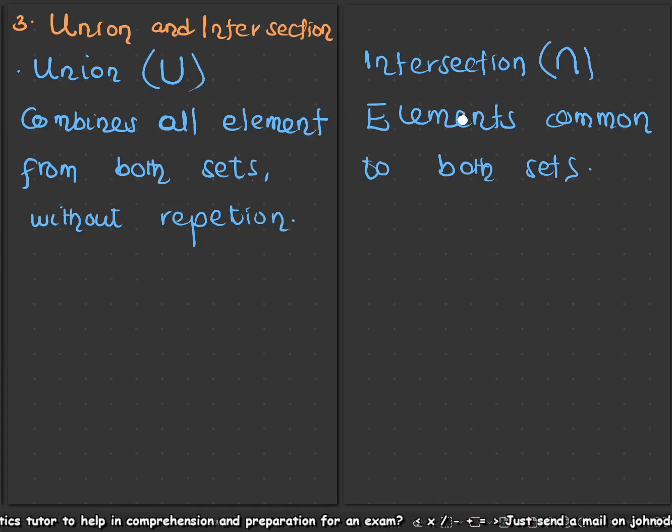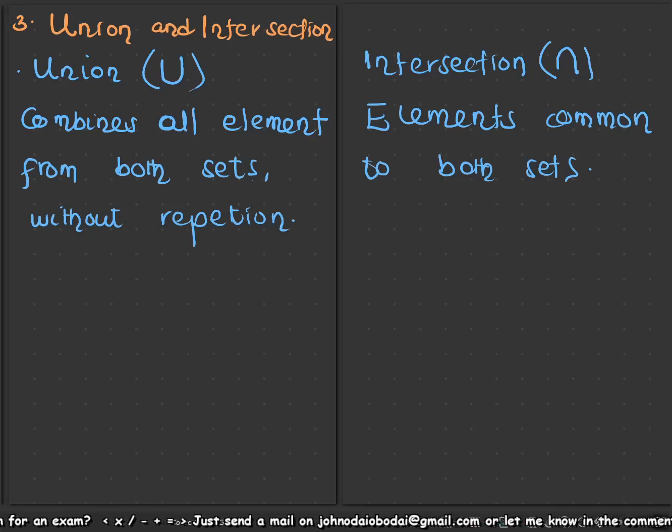For intersection, what it does is it looks for elements that are common to both sets and then writes them out. Okay, so these are these two. Let's look at what they do mean.